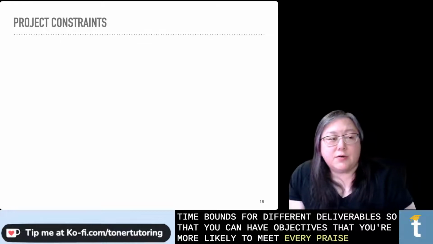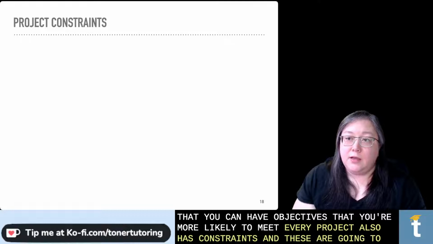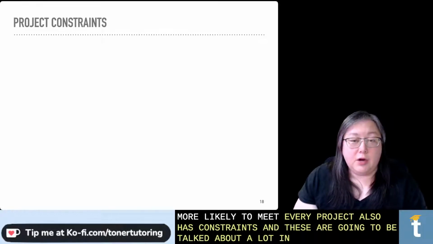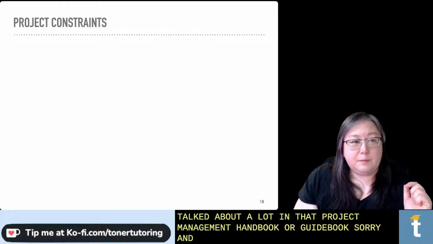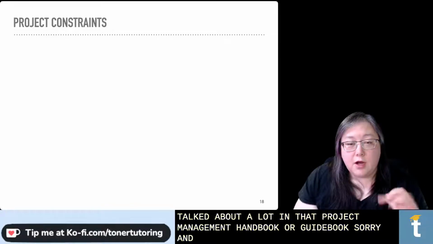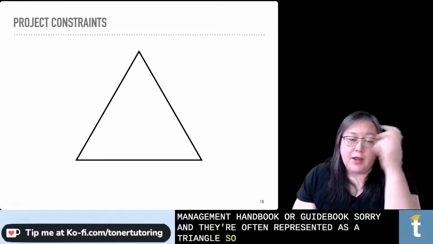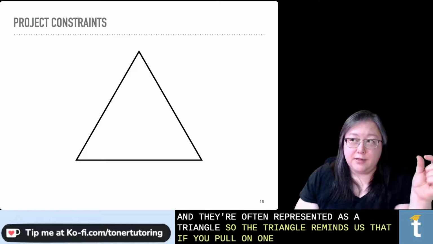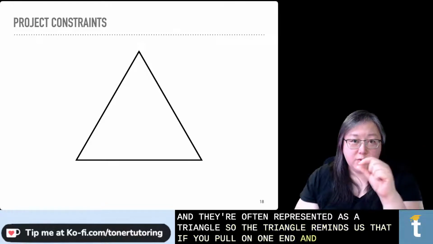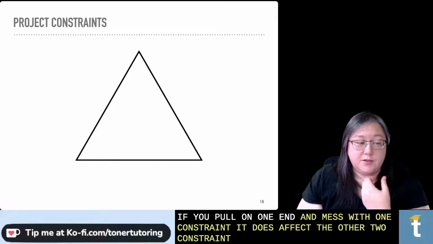Every project also has constraints, and these are going to be talked about a lot in that project management handbook or guidebook, and they're often represented as a triangle. So the triangle reminds us that if you pull on one end and mess with one constraint, it does affect the other two constraints along the triangle.